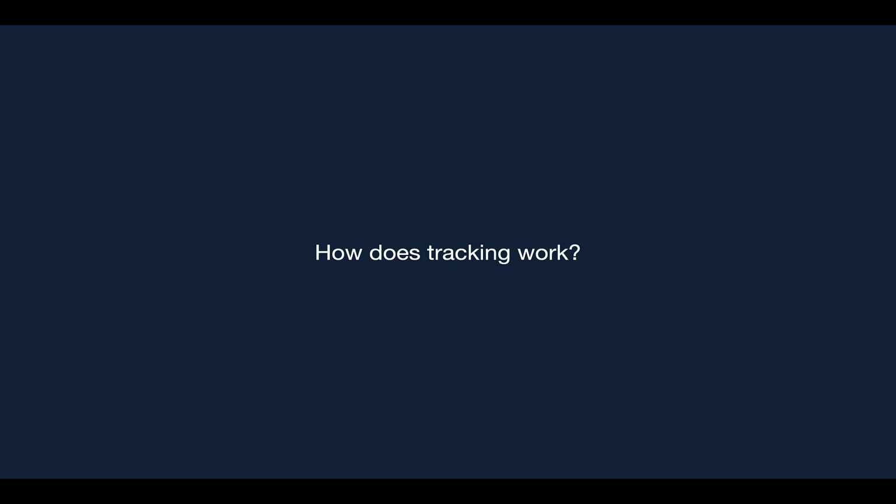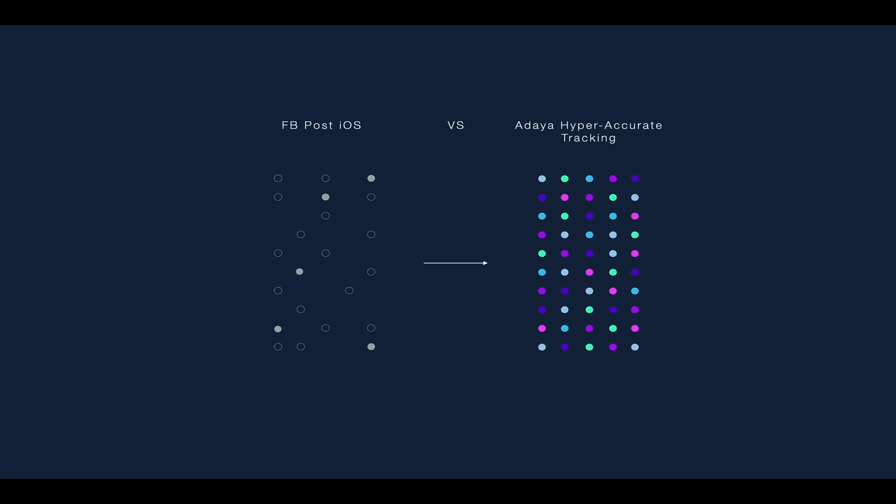So how does tracking work? So I'm going to start with tracking. That was the first of those 5 things. And before we dive into the actual app and all of the screens in there, let's just talk about what's going on with the state of tracking in the industry today. So if we think about here, we have Facebook post iOS versus our Adeya hyper accurate tracking pixel. So ever since the iOS 14 updates, Facebook can really only track the clicks. So when someone actually clicks on your ad, it can't track all the way through to purchase. So it's not getting all of the interaction that's happening on your site.